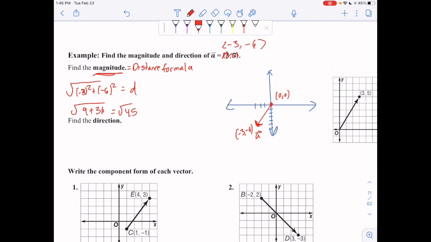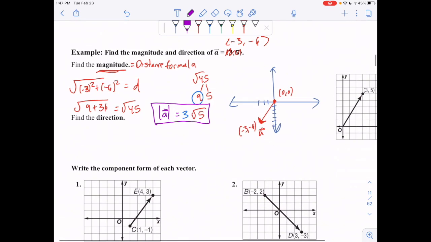Radical 45, can I break that down? Let's do it over the side here. 9 and 5. 9 is a perfect square. Circle that. That goes to the outside. Square root of 9 is 3. Radical 5. And that should be your distance, or your magnitude. In terms of magnitude, you probably want to label it like that, just to be formal. So the magnitude of vector A is 3 radical 5. Hopefully it's not too bad, right? Hopefully it's pretty straightforward on how to do that.